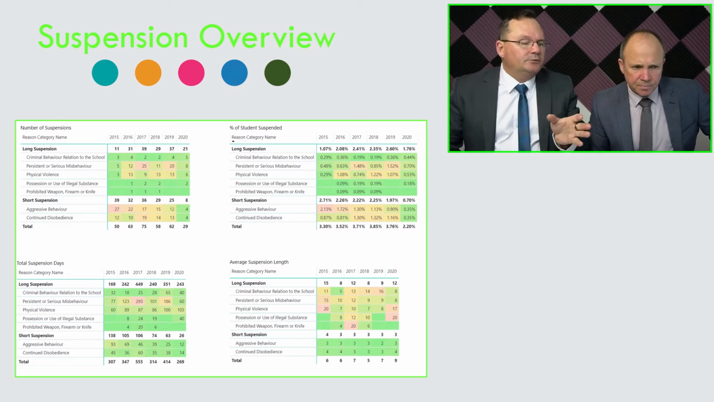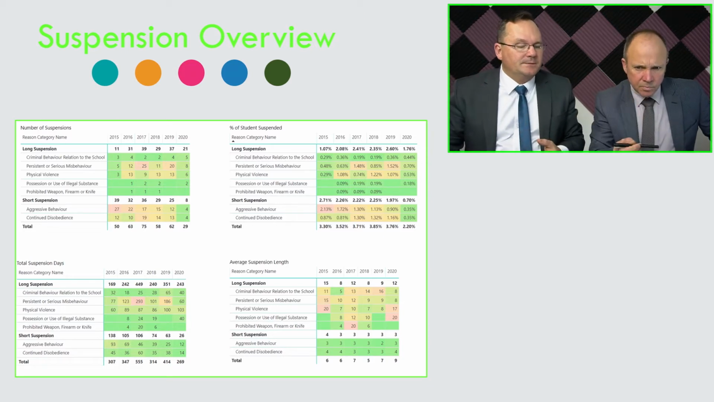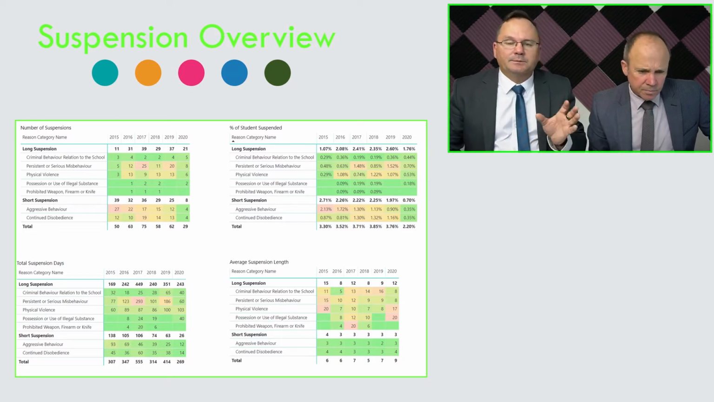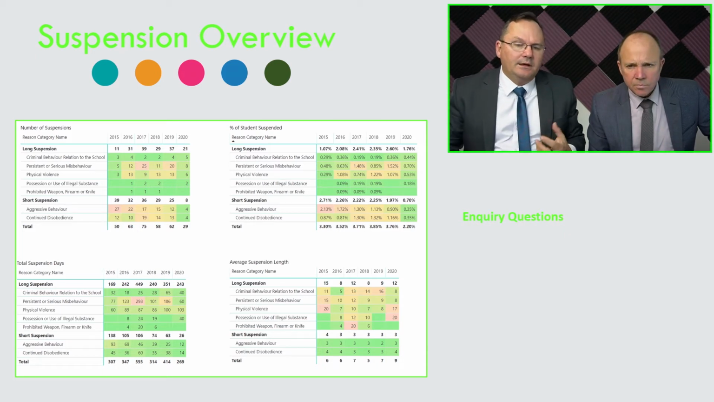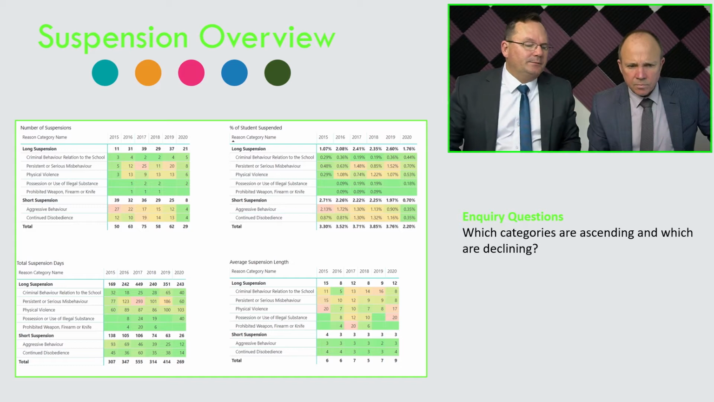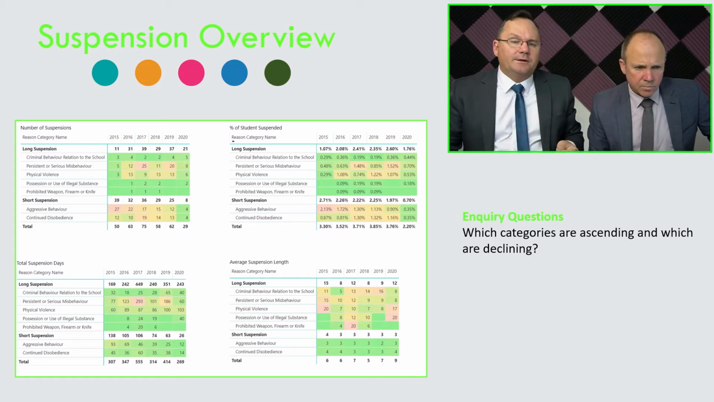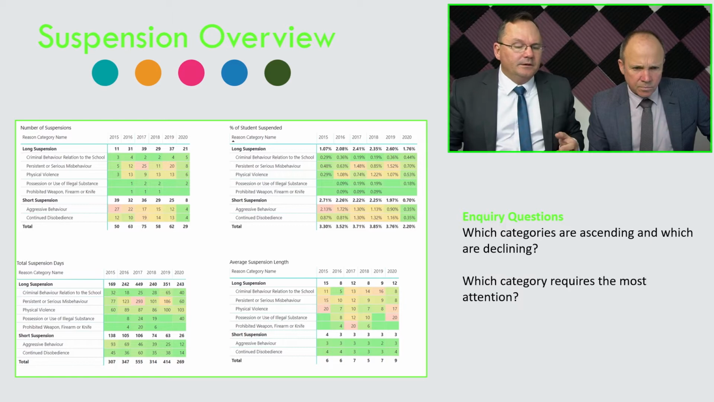Now, some great information there, James. The number of suspensions on the left hand side, the percentage of students suspended on the right, total suspension days and average suspension length. Categories, yep. And we can spend a lot of time just analysing that. We put together a couple of inquiry questions. However, we'd really encourage teams, when you're looking at your own data, really think about your own lines of inquiry as well. So the very basic ones, we're going to look at which categories are ascending and which are in decline, and finally which categories require the most immediate attention.